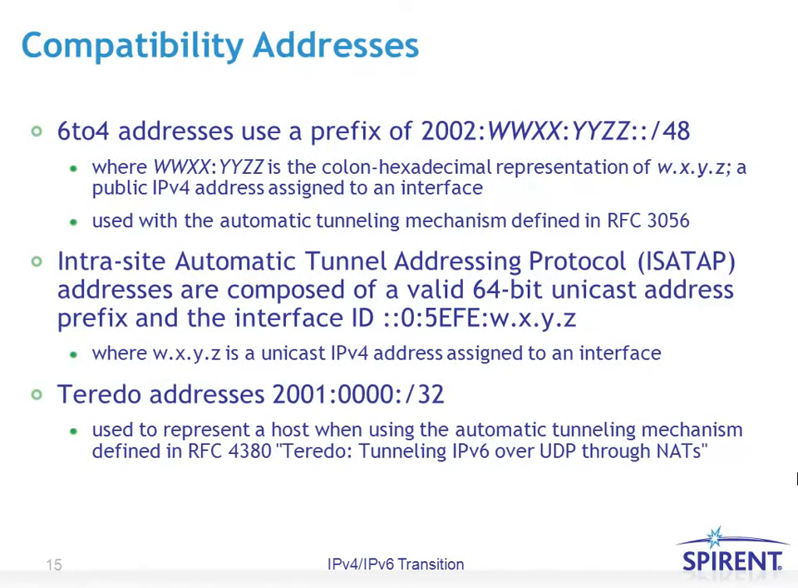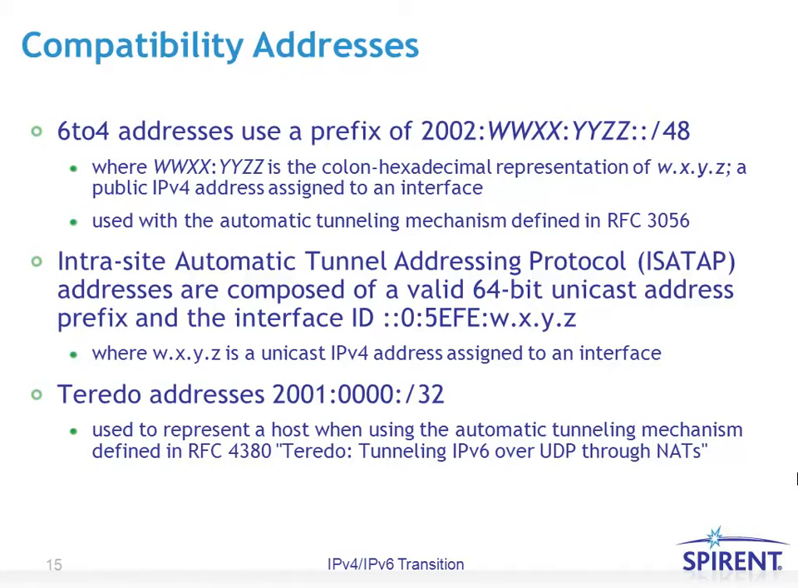So I mentioned on the previous slide the idea of compatibility addresses, and those are addresses where an IP version 4 address is in some way embedded into an IP version 6 address. When we look at each of the protocols such as 6to4 and ISATAP later on in part 2 of this, then you'll see more about just what that means.